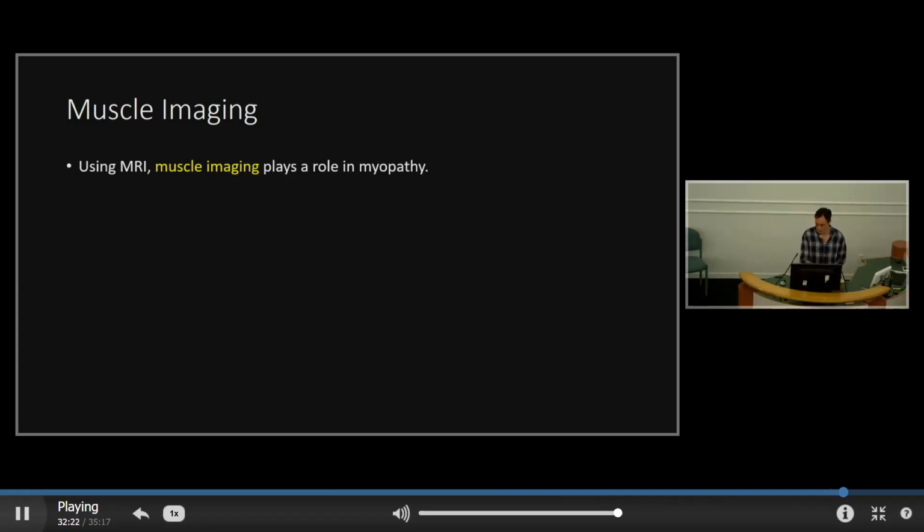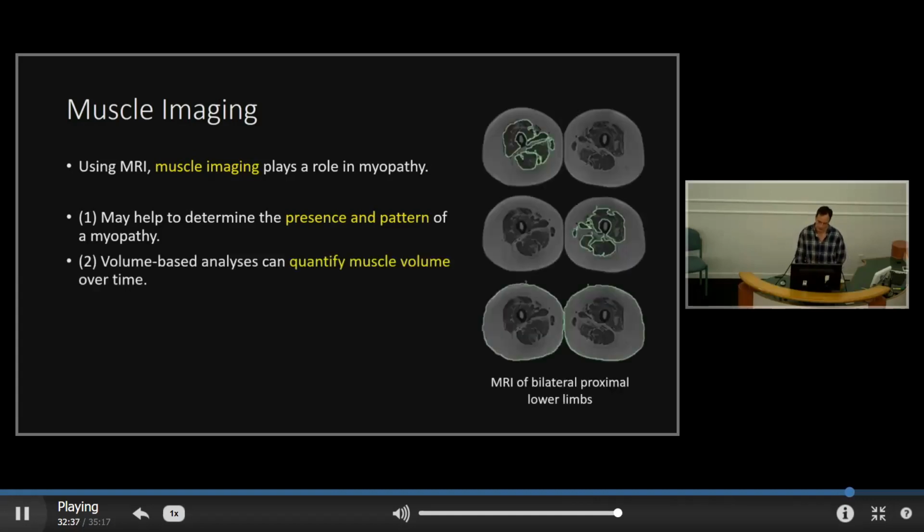So with myopathy, we can do muscle imaging to look at the chassis. And in some myopathies, that's important. So it can help you determine if there's a myopathy present, if you're not sure clinically, and also the pattern, which exact muscles are involved. You can do volume-based analyses. So this is one way of doing it here. This is the lower limbs where the muscles in the leg have been outlined by the radiologist in green in an effort to calculate surface area and do a sort of volume-based analysis that way by looking at multiple surface areas down the course of each leg.